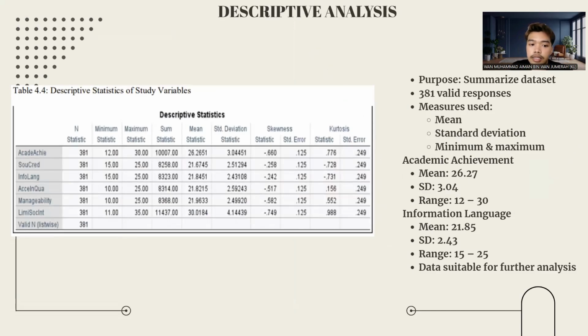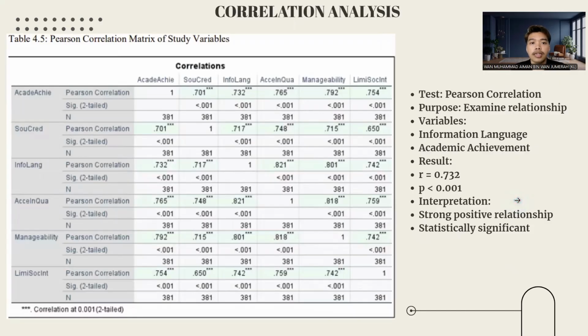So descriptive statistics were used to summarize the data from 381 respondents. The analysis includes mean, standard deviation, and range values. For academic achievement, the mean score is 26.27 with a standard deviation of 3.04, and the score range is from 12 to 30. While for information language, the mean score is 21.85 with a standard deviation of 2.43, and the score ranges from 15 to 25. Overall, this result provides an overview of the data distribution and shows that the data is suitable for further statistical analysis. Next is correlation analysis.